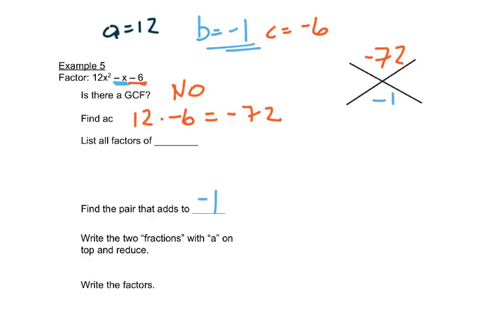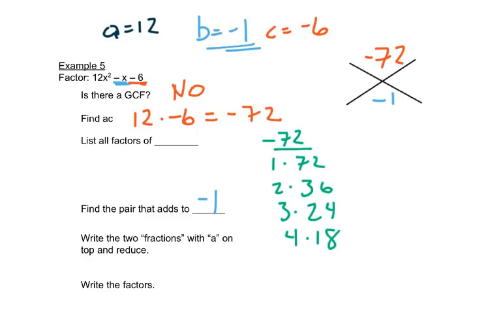So we look at negative 72. So I could have 1 times 72. If I do 72 divided by 2, I get 36. If I do 72 divided by 3, I get 24. If I do 72 divided by 4, I get 18. If I try to do 72 divided by 5, I'll get a decimal, so it doesn't work. 72 divided by 6 is 12. 72 divided by 7 doesn't work. 72 divided by 8 is 9. And then it's 9, which I already have written down.